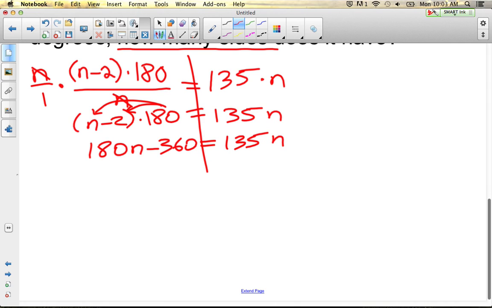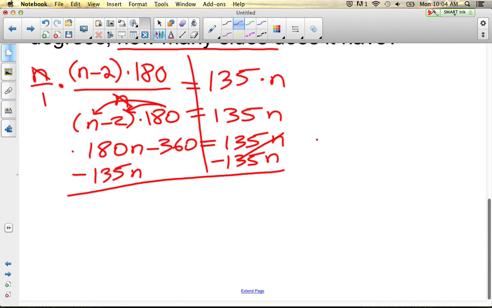Now, depending on how you like doing your algebra, again, you could have moved the 180n to this side by subtracting 180n. I always prefer to get rid of the smaller variable, so I'm just going to subtract 135n. What I do to one side, I do to the other side. So I'll be left with 0 here. Don't forget to leave that 0 there. So 180 minus 135. I'm left with 45n minus 360. So let's keep going. Add 360 to both sides.